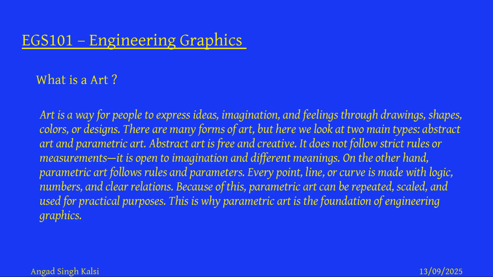There are many forms of art, but here we look at two main types, which are abstract art and parametric art. Abstract art is a free and creative art form. It does not follow strict rules or measurements. It's open to imagination and different meanings. On the other hand, parametric art is art that follows rules and parameters. Every point, line, or curve is made with logic, numbers, and clear relations. Because of this, parametric art can be repeated, scaled, and used for practical purposes. This is why parametric art is the foundation of engineering graphics.